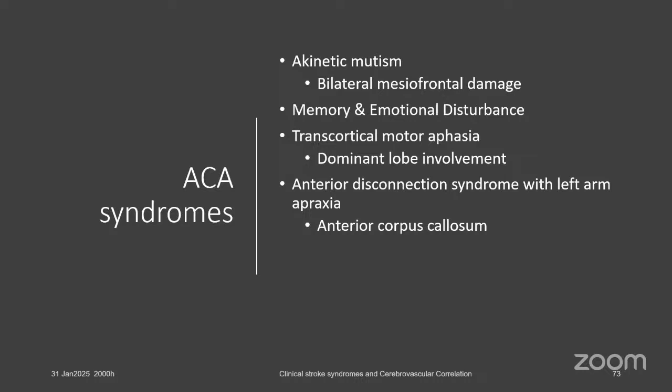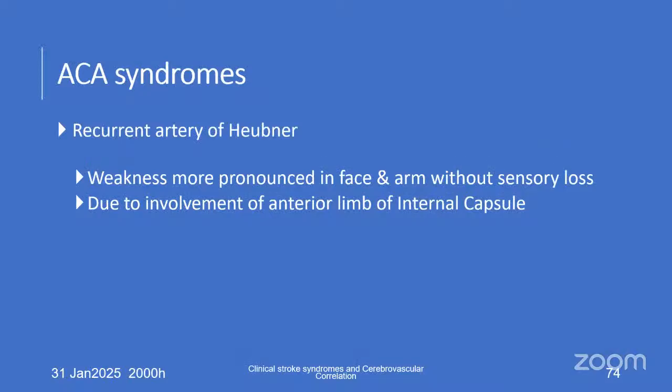As I said, akinetic mutism with bilateral mesiofrontal damage, memory and emotional disturbances, and transcortical motor aphasia because of dominant lobe involvement on the left side, and maybe anterior disconnection syndromes with left arm apraxia if the anterior corpus callosum is involved in the infarct. These are some of the ACA syndromes.